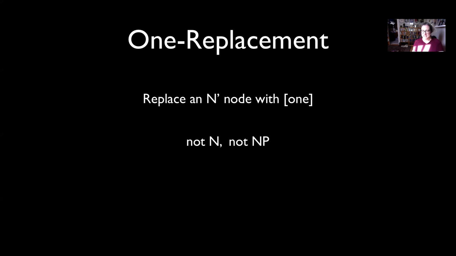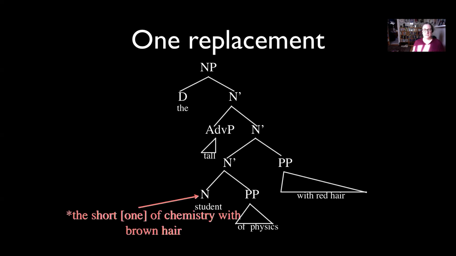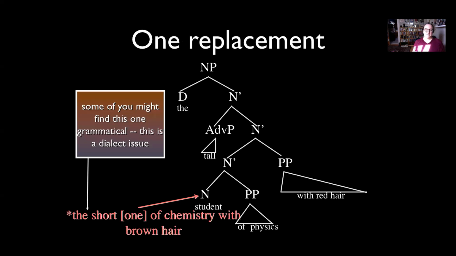If you try, it won't make sense. You can't replace the whole noun phrase with one. If you try, you will have lost something. But the N-bar node you can replace with the word one. So the tall student of physics with red hair. The short one of chemistry with brown hair, that doesn't really help us, right? It is grammatical, but it's kind of a dialect issue. Some dialects find it fine. The short one with brown hair, there we go.